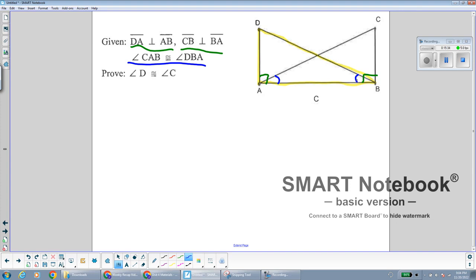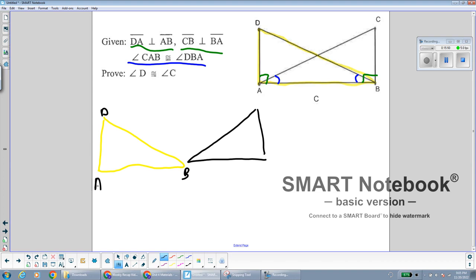It's still a little bit hard to see what's going on, so I am going to draw the two triangles separately. So I'm going to draw my yellow triangle over here, and I'm going to draw my black triangle right over here. So my yellow triangle is DBA, and my black triangle is CBA. And I'm going to mark the diagram with what we already had so that we can just see it more clearly. And look, now it's a lot more clear that we already have two pairs of congruent angles in the two triangles. I also now can clearly see that there is a shared side between the two triangles.